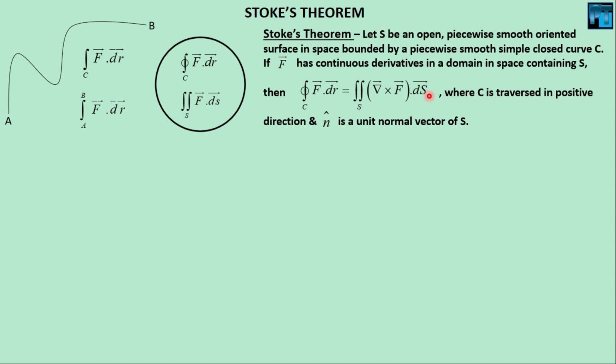ds. In your textbooks, Stoke's theorem is often written like closed line integral f dot dr equal to open surface integral del cross f dot n cap ds. So I have included the n cap also. This n cap is the unit normal vector along the surface. We all know from the vector concept that a surface is a vector, so it has a direction. That's why n cap is used.